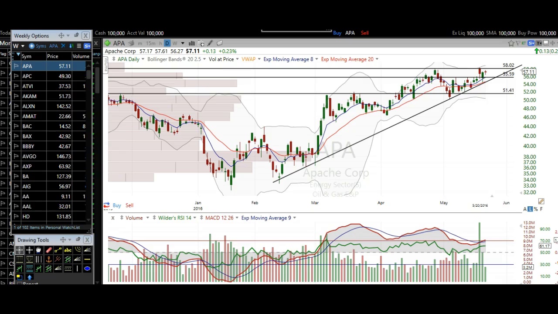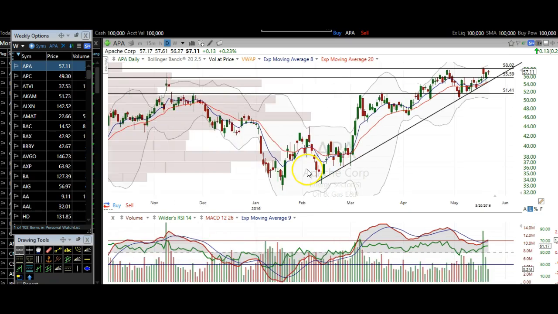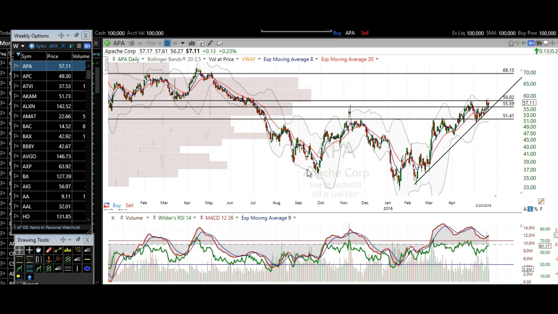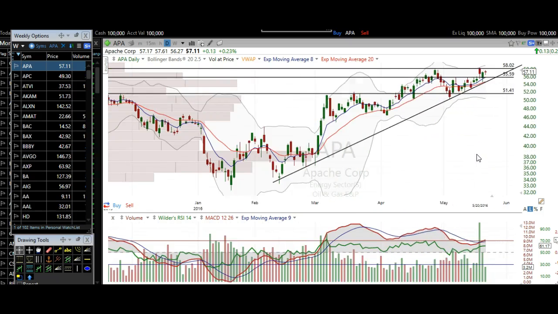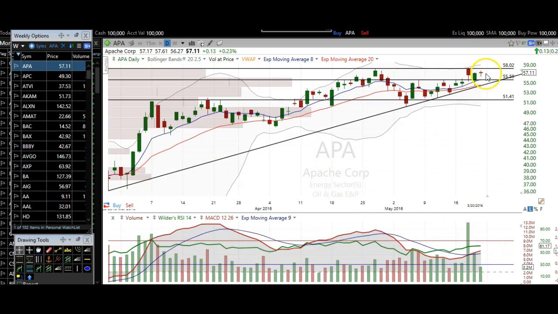All right, so let's get into these charts here. First, I want to start with APA, Apache. Pretty simple levels here. Looking at the longer time frame, I'm just going to stretch it out so you can see it. We've got this uptrend line right here that's been leading us up the whole way. We're right near it.